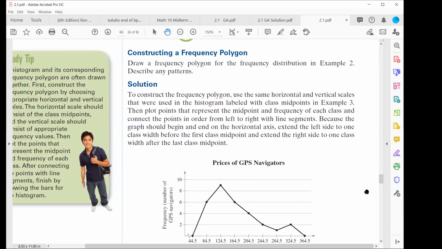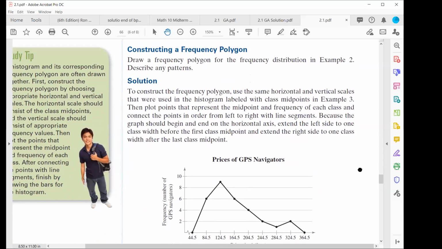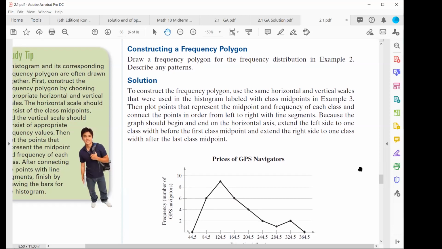Should I go on? Yes, please. Solution. To construct a frequency polygon, use the same horizontal and vertical scales that were used in the histogram labeled with class midpoints in example 3. Then plot points that represent the midpoint and frequency of each class and connect the points in order from left to right with line segments. Because the graph should begin and end on the horizontal axis, extend the left side to one class width before the first class midpoint and extend the right side to one class width after the last class midpoint. Okay, perfect. So this is an example of a frequency polygon.